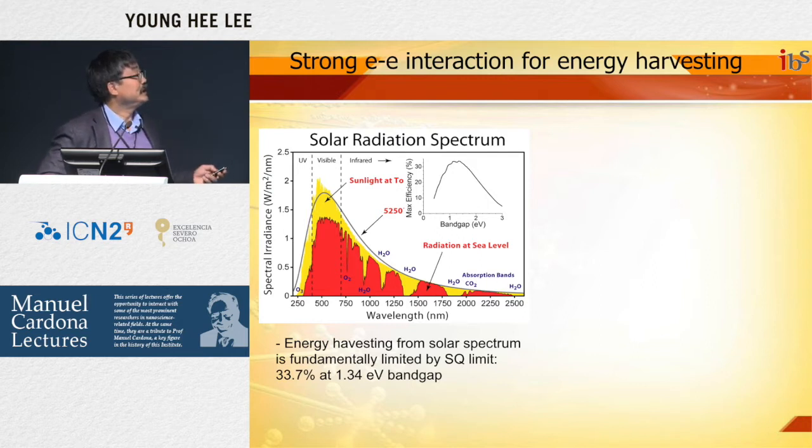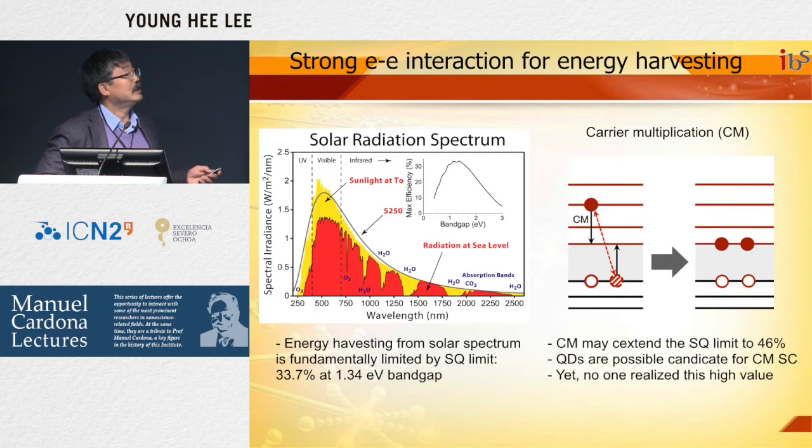Because of this limitation, we have this fundamental Shockley-Queisser limit, where solar cell efficiency reaches about 33%. This is a well-known fundamental limit. The question is how to overcome this fundamental limit.